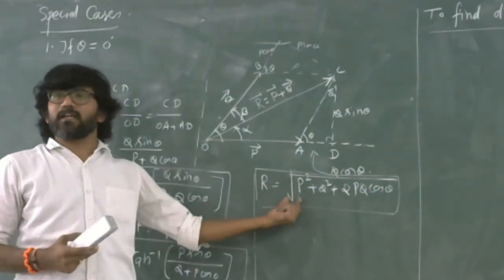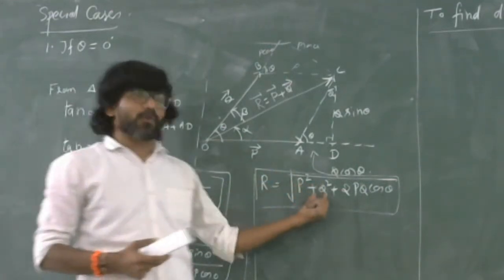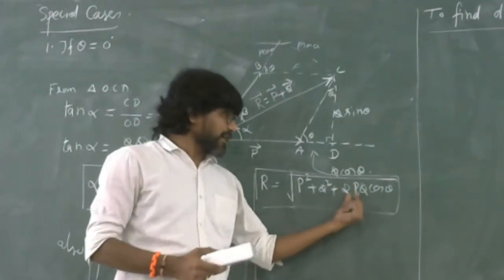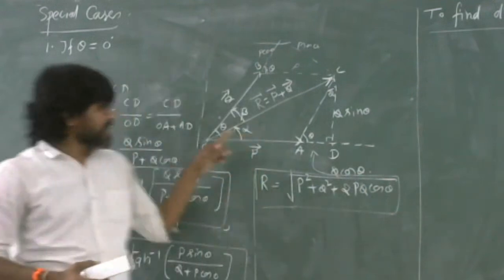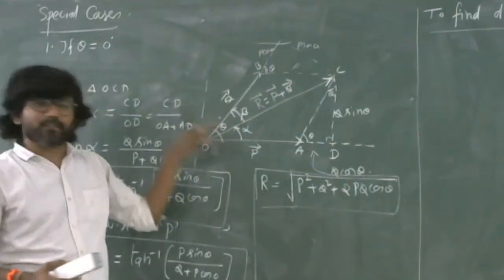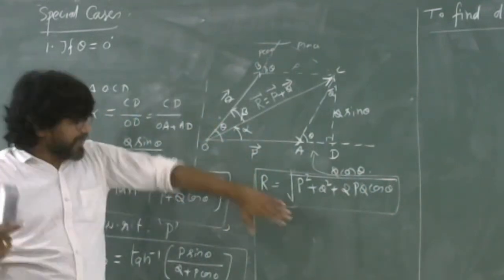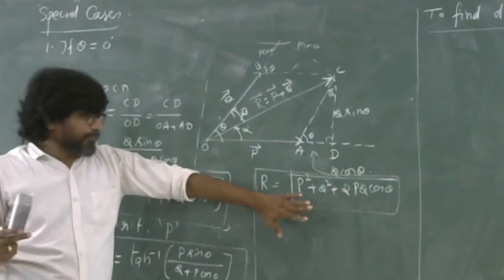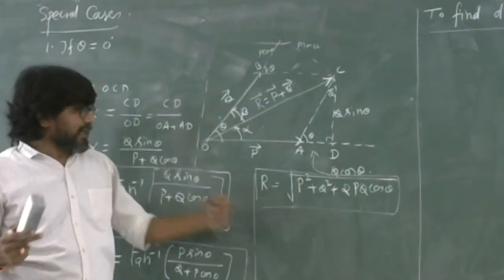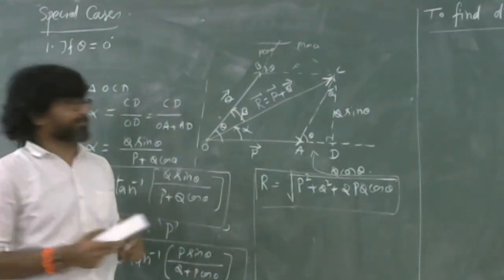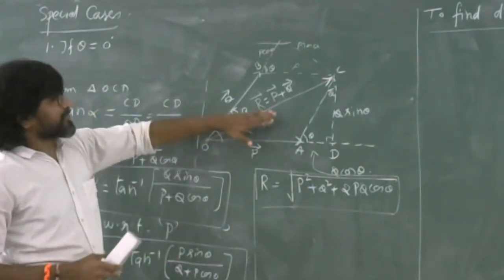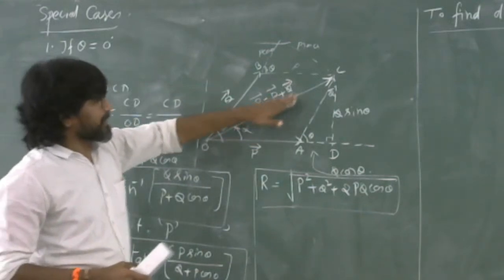P is the magnitude of the first vector, Q is the magnitude of the second vector, and in 2PQ cos theta, theta is the angle between those two vectors. This is the angle theta between two vectors. Got it? Then, if the two vectors are making some angle theta, the magnitude of the resultant of those two vectors is given by this, whereas the resultant vector is R equal to P vector plus Q vector.